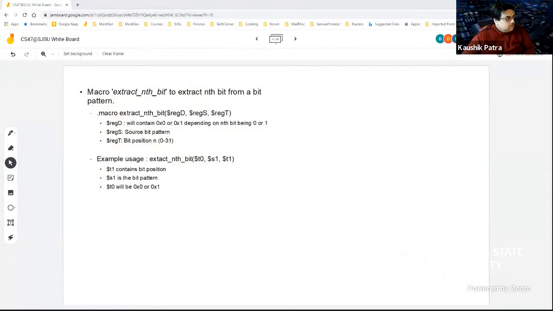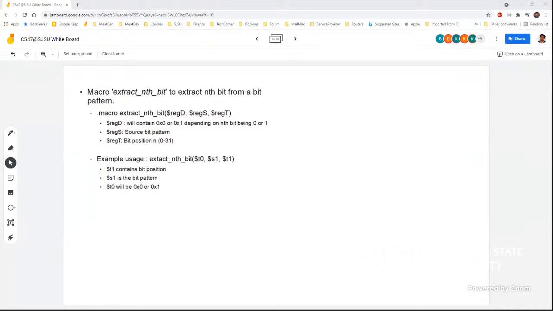Okay, let's come back and address that question. So I believe you wanted to know about this macro, right? Extract nth bit. Yes. Okay, so this one is something like this. Let's take an example with 8 bits. Let's say I have an 8-bit pattern, something like this. So this is your bit 0, 1, 2, 3, 4, 5, 6, 7.